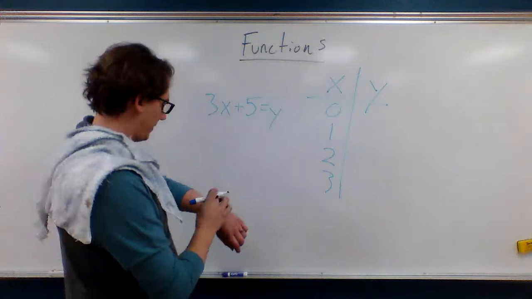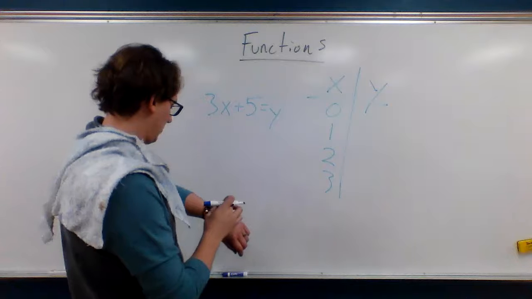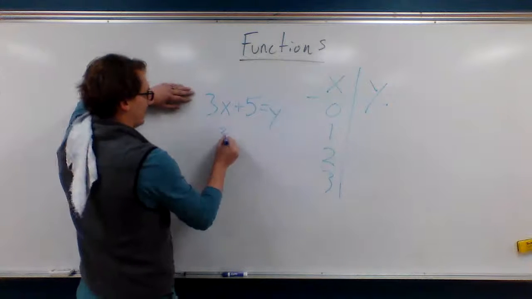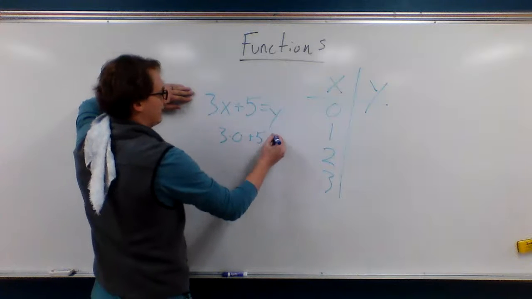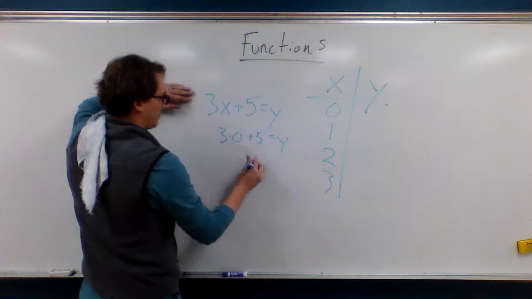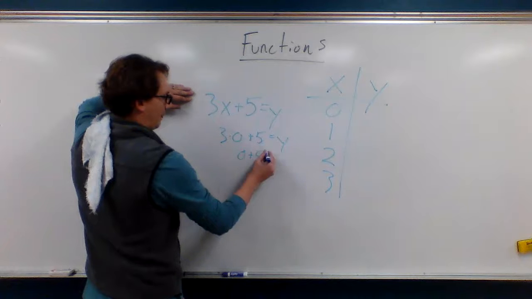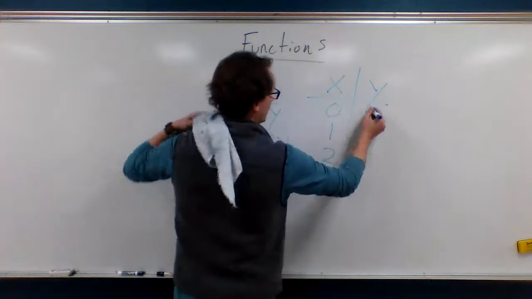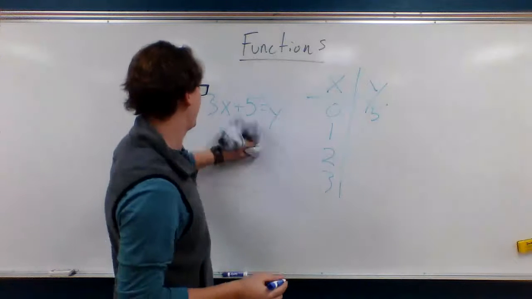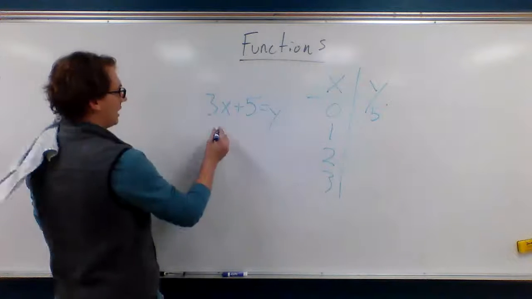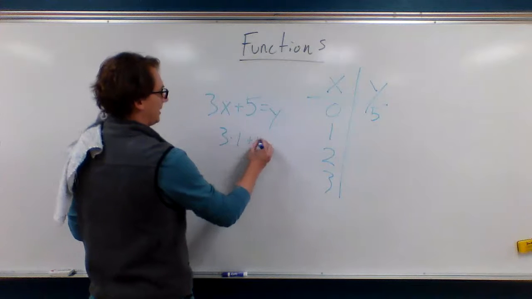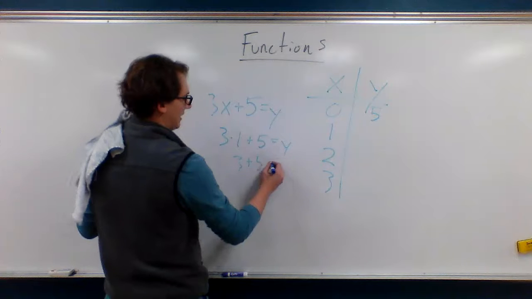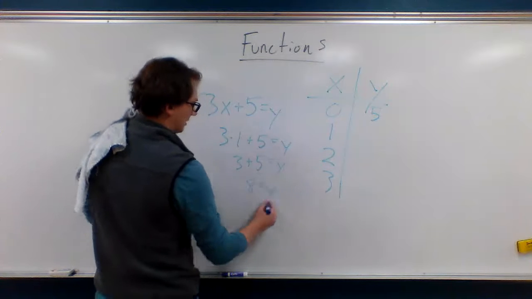All right, cool. Let's go through the answers here. So first, we're going to plug in the 0. 3 times 0 plus 5. 3 times 0 is 0 plus 5 equals y, which will be 5 equals y. So 0 is 5 is my output there. For 1, that'll be 3 times 1 plus 5 equals y. 3 times 1 is 3, plus 5 is 8.